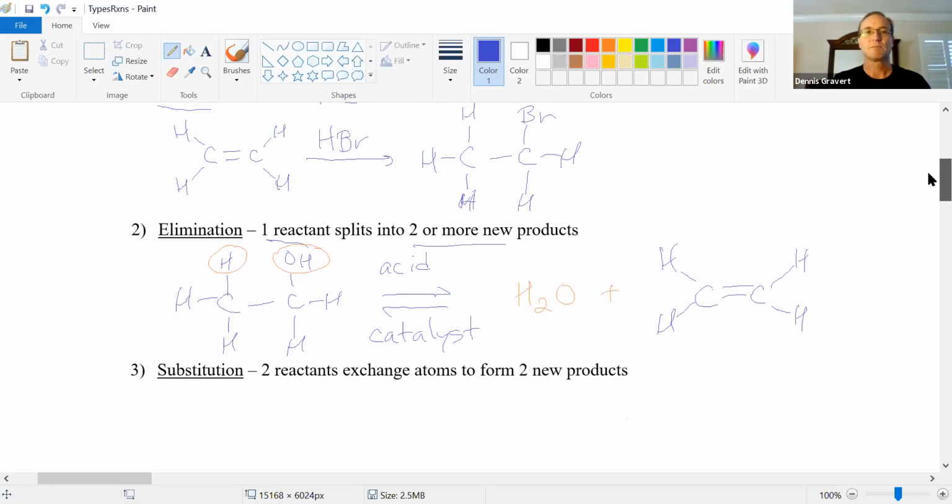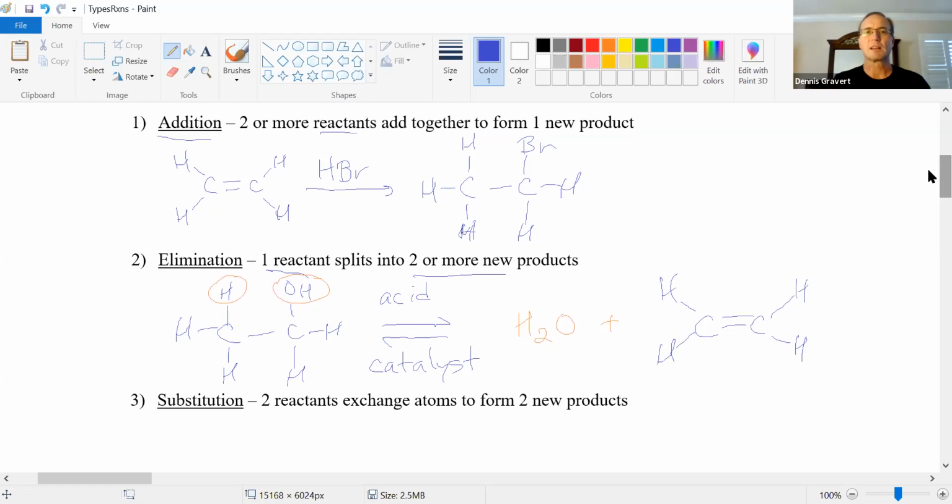All right. I'm sort of a numbers guy. So you might summarize addition as 2 things becoming 1. Elimination is where you have 1 thing becoming 2 or more. So what's another pattern? Well, if we start with 2 things and make them into 2 other things, that's substitution. You have 2 reactants. They're just going to swap atoms, maybe functional groups, and then you create 2 new molecules.